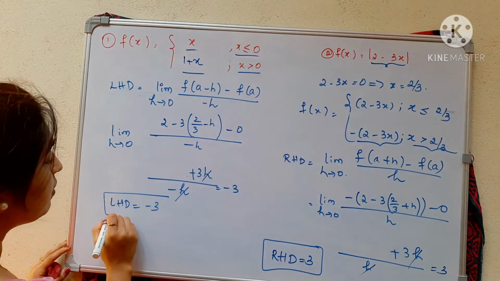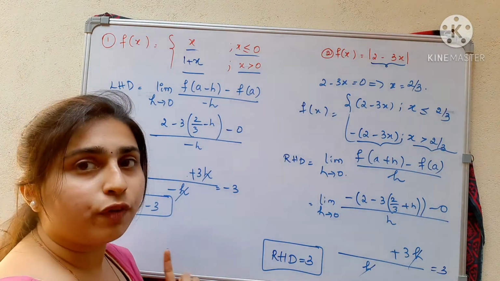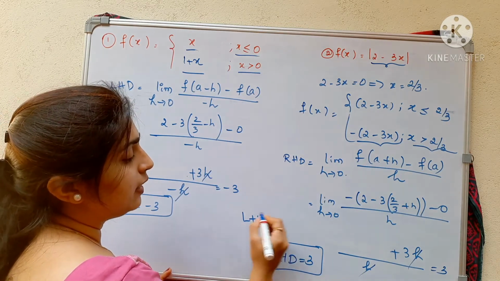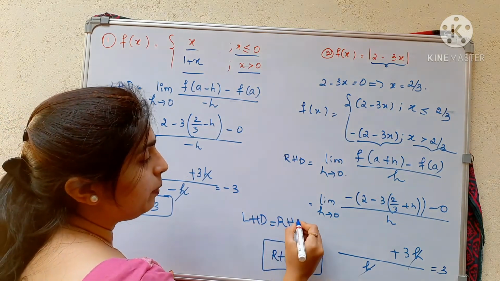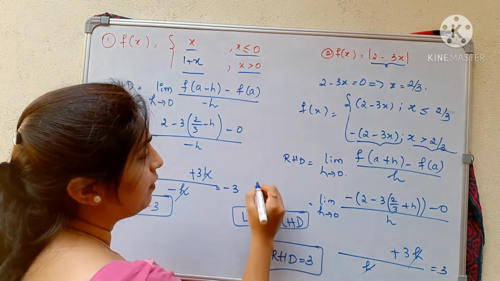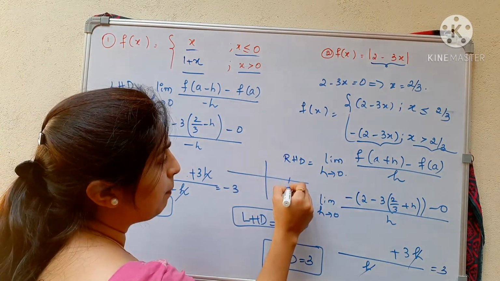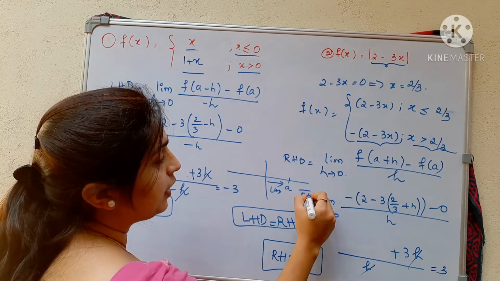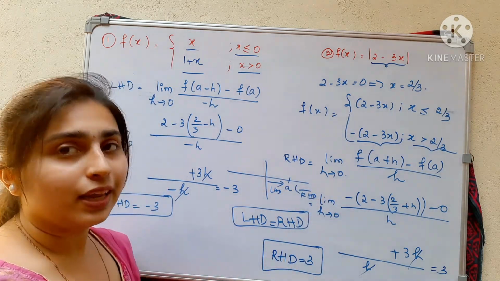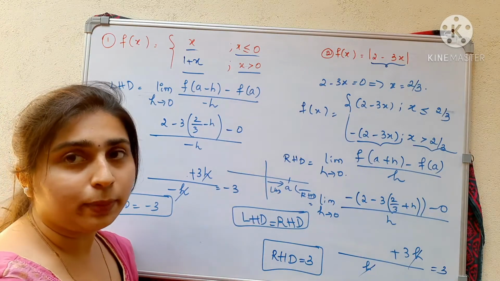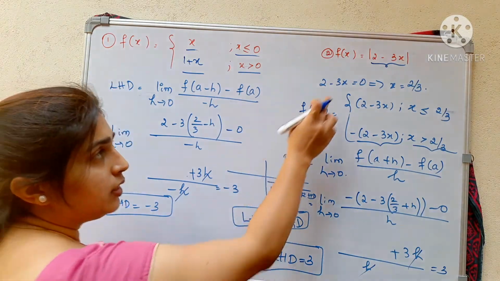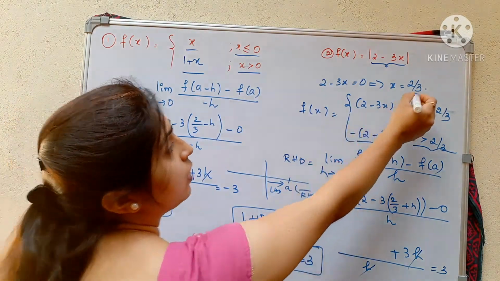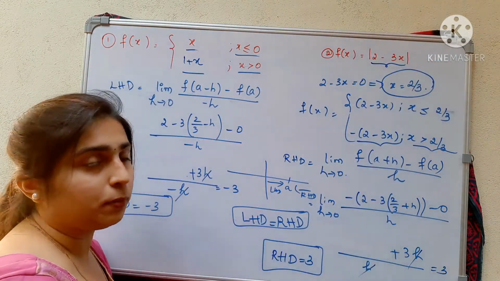So the right hand derivative is equal to 3, and the left hand derivative is equal to minus 3. For the function to be differentiable, I have told you that the left hand derivative should be equal to the right hand derivative. That means if I consider a point a, the left hand derivative and right hand derivative both should be equal. Then only the function will be differentiable. So this is differentiable at all the other points, but at 2 by 3, it is not differentiable.